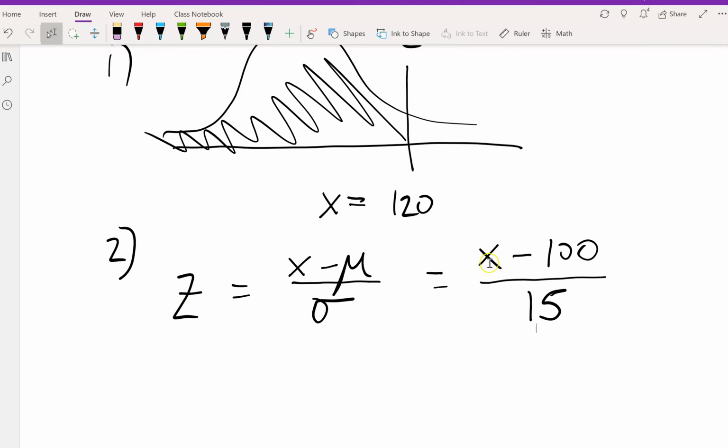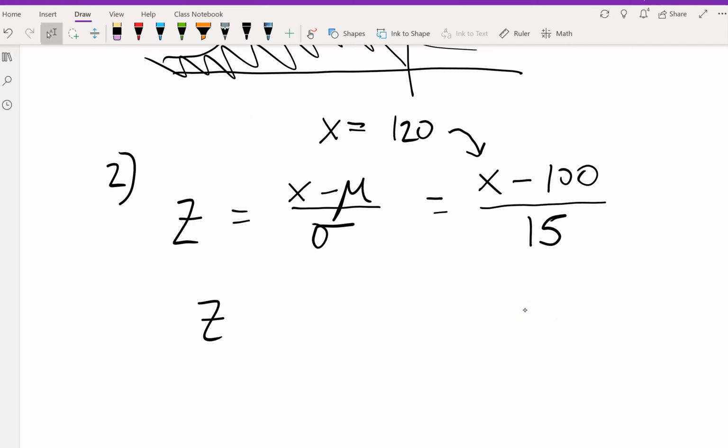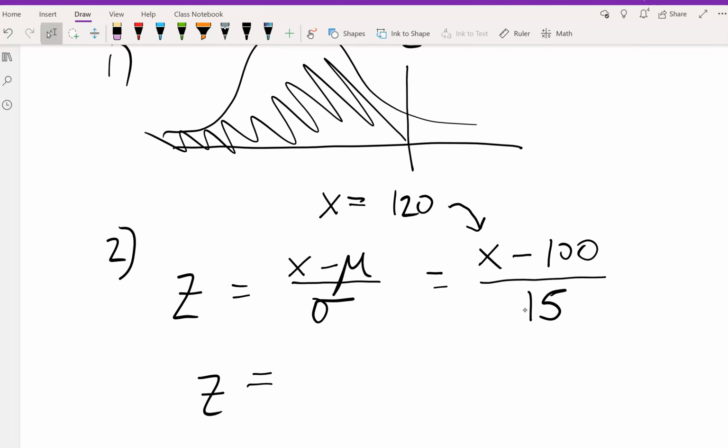I can transform any x value into a z value by just plugging in the x. And that's really what I do. I take the x value, plug it into the transformation, the z formula, and out pops the z value. So I plug in 120. 120 minus 100 is 20. 20 divided by 15 is 1.333 repeating. We'll just need 2 decimals, 1.33.